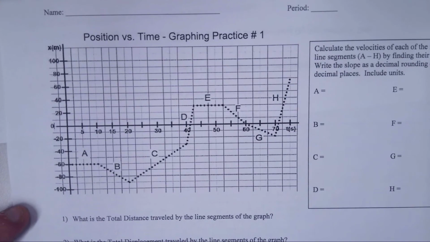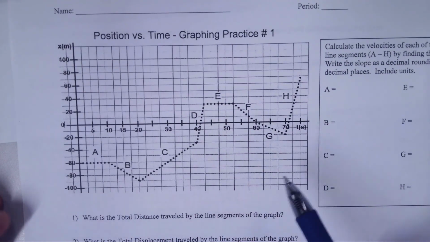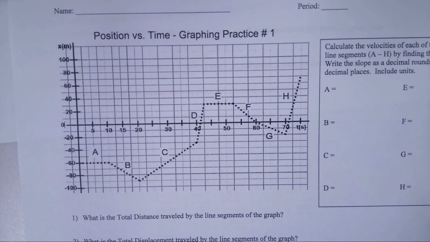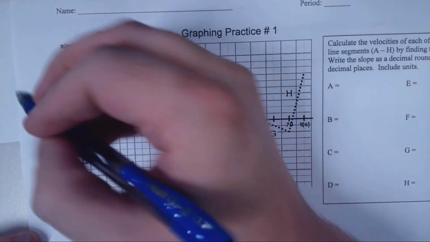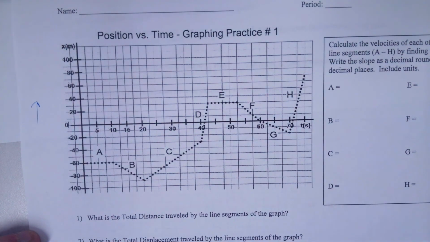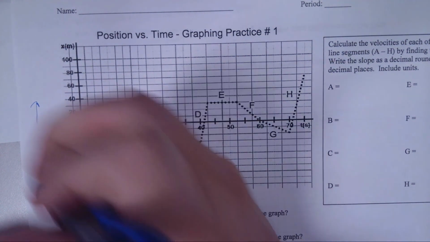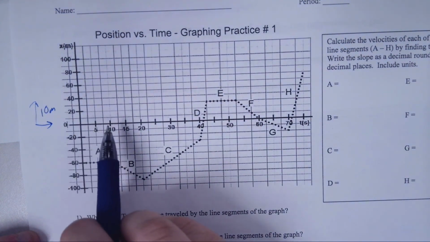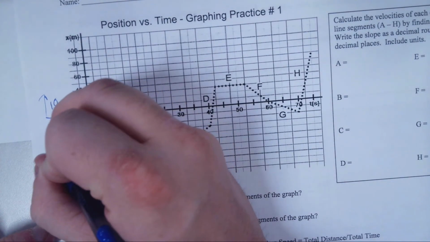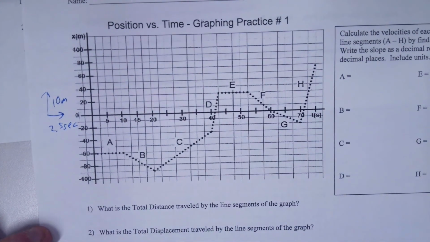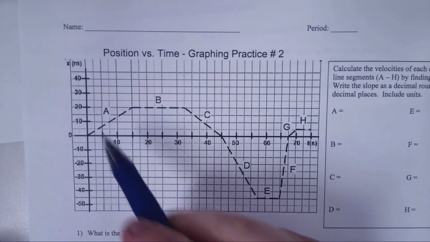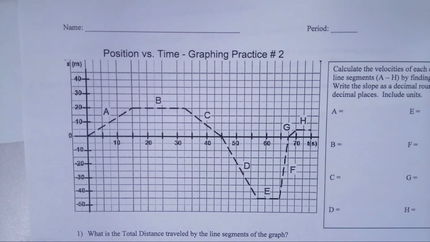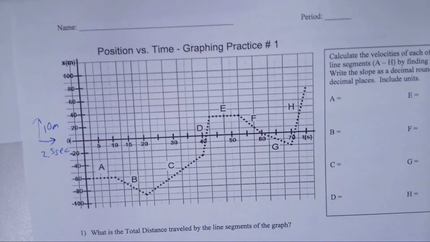First, when we're trying to find the slope of these lines and think about what's happening here, we want to look at how much each box is worth. Up and down, each box is worth how much? Yeah, they're worth 10 meters. And side to side, how many seconds is each box worth? Yep, 2.5 seconds. Notice that when we flip over to graphing practice number 2, it's different up and down. It's only 5 instead of 10. So always look over it to make sure you're doing the right thing.